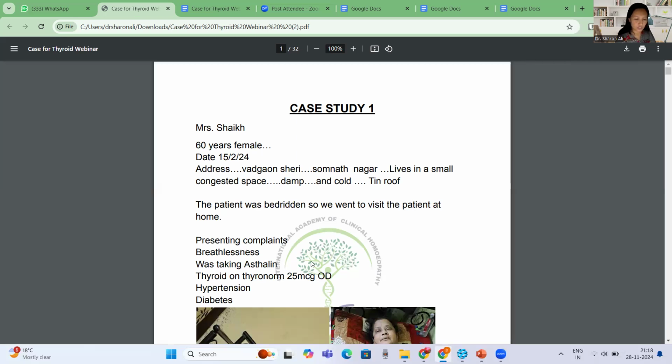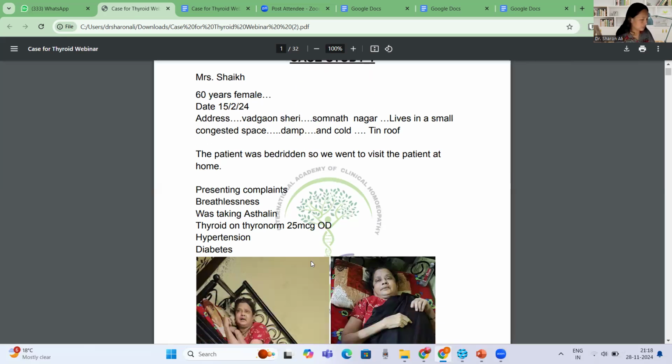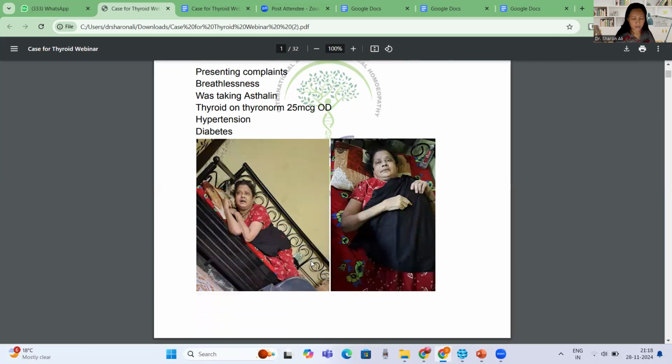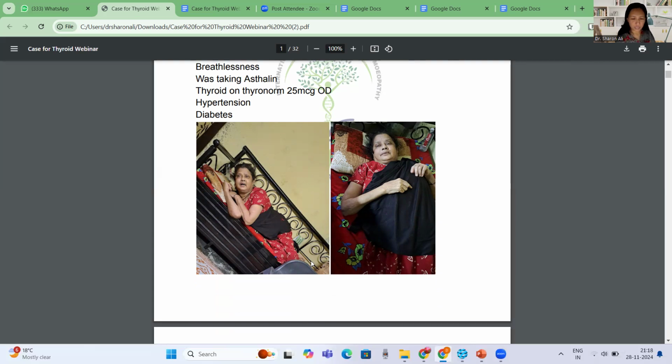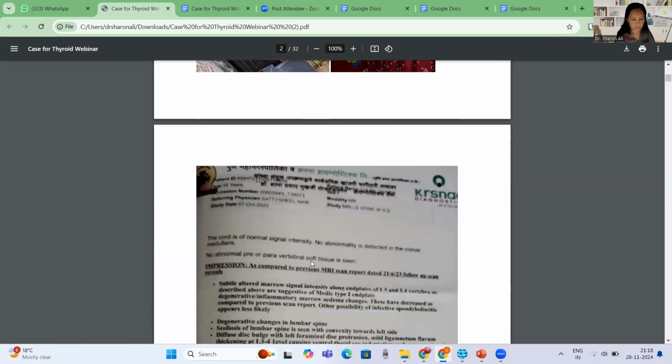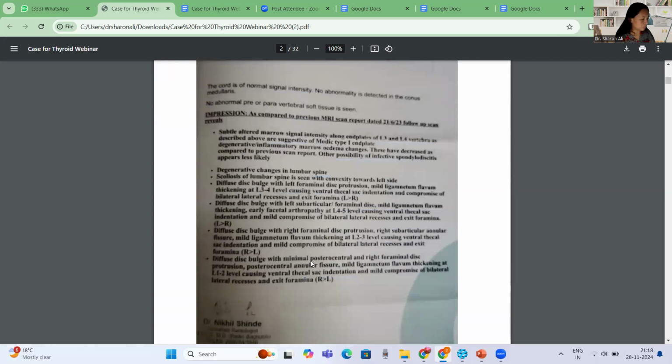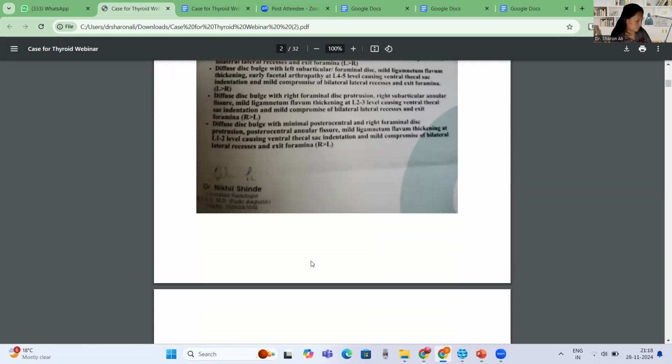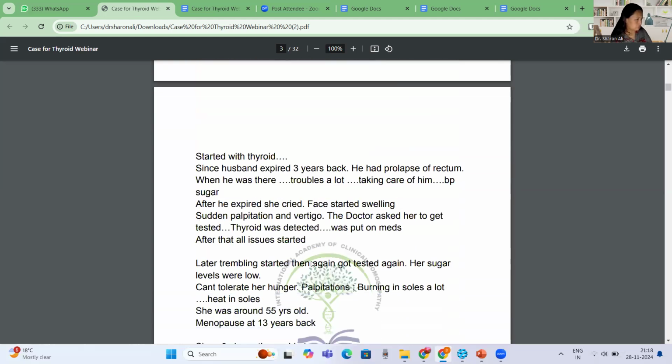But here is what we had. Okay, so she had breathlessness, she was on aspirin, she had thyroid, she had hypertension, she had diabetes. Okay, this is how she looked. Can you see a little puffiness on the face, swelling? Okay, and you can see the muscle wasting. She had not used her hands and legs for a long time. This is her MRI report. A lot of degenerative changes, scoliosis, and lots of things. So this is the case.